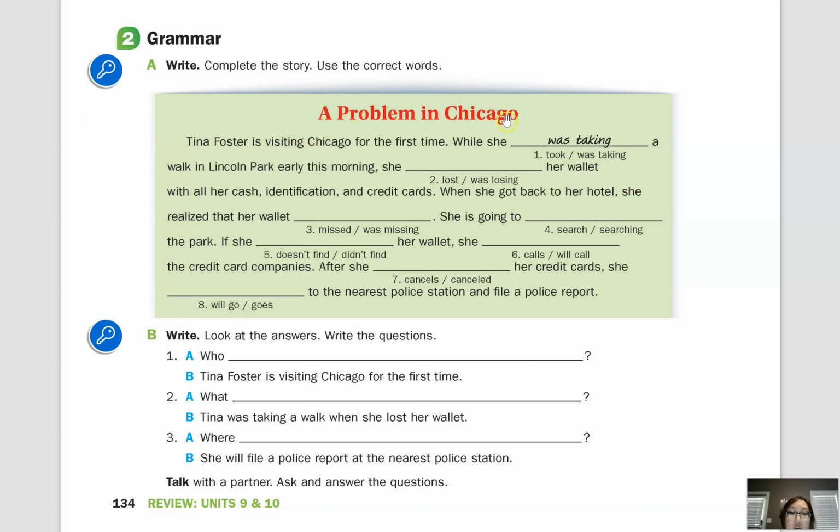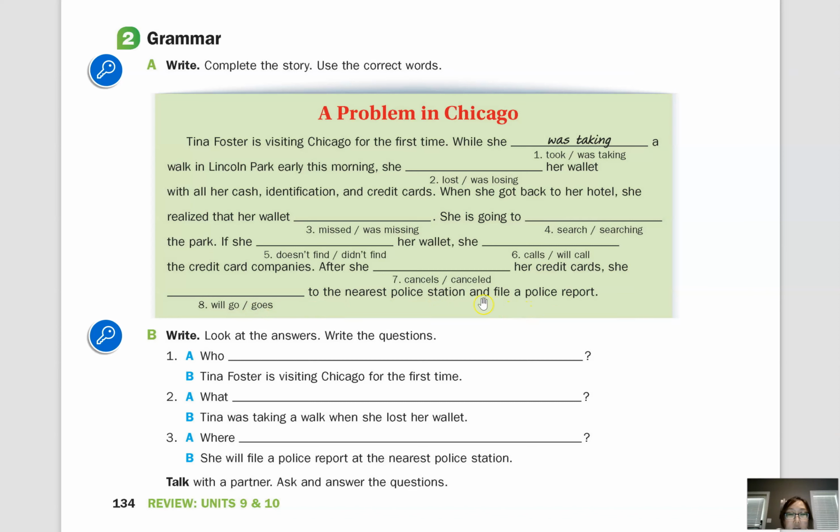A problem in Chicago. Tina Foster is visiting Chicago for the first time. While she was taking a walk in Lincoln Park early this morning, she lost her wallet with all her cash, identification, and credit cards. When she got back to her hotel, she realized that her wallet was missing. She is going to search the park. If she doesn't find her wallet, she will call the credit card companies. After she cancels her credit cards, she will go to the nearest police station and file a report.